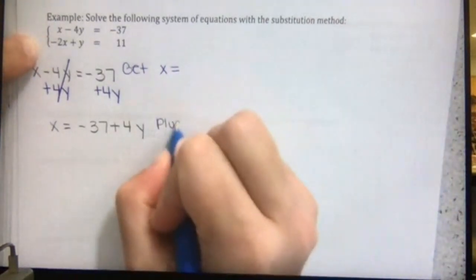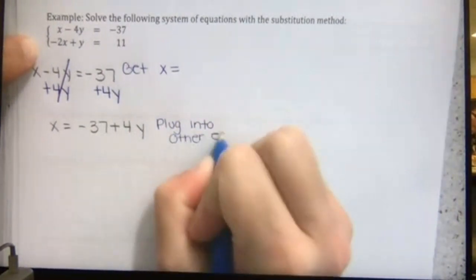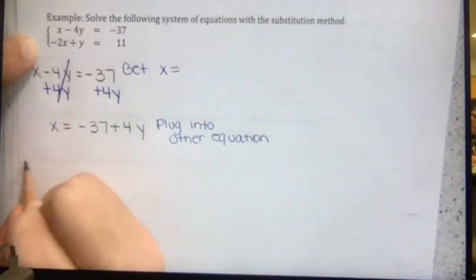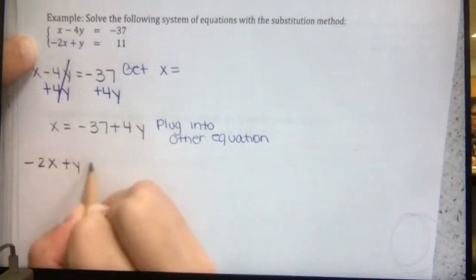So now we're going to plug into the other equation. Our other equation was negative 2x plus y equals 11.